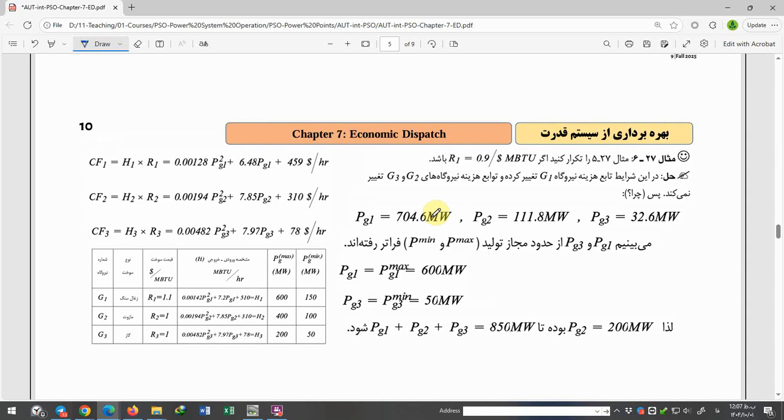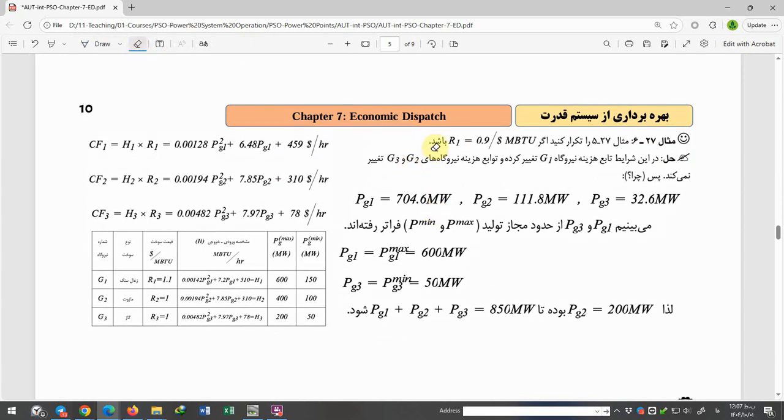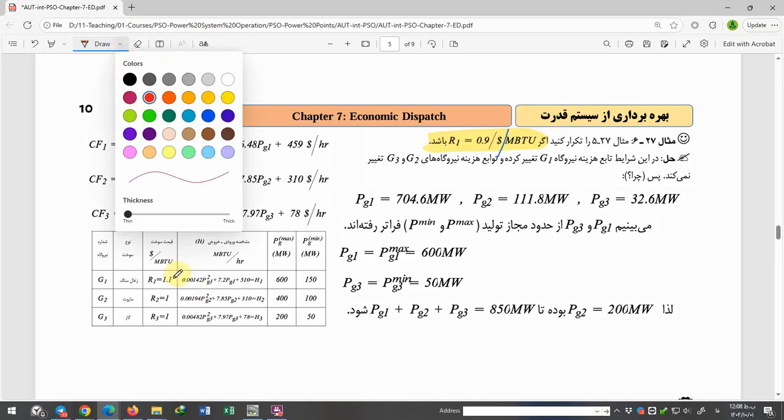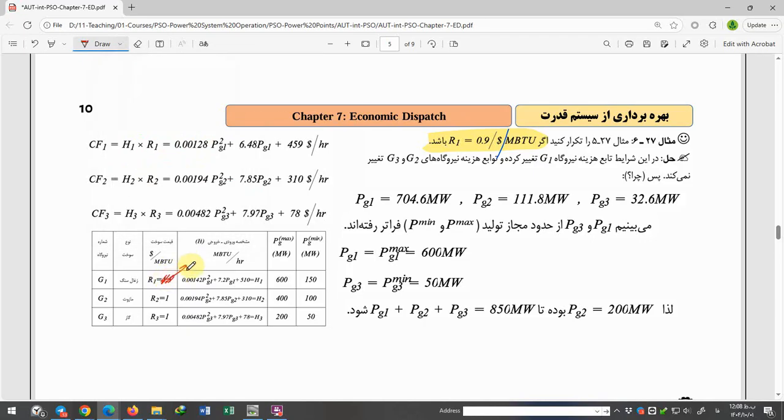But in another example, if you change the rate of R1 to $0.9 per megabtu, and change these items to $0.9 per megabtu, and do the previous procedures, we find that the PG1 is about 700 megawatt, PG2 100, and PG3 32 megawatt.